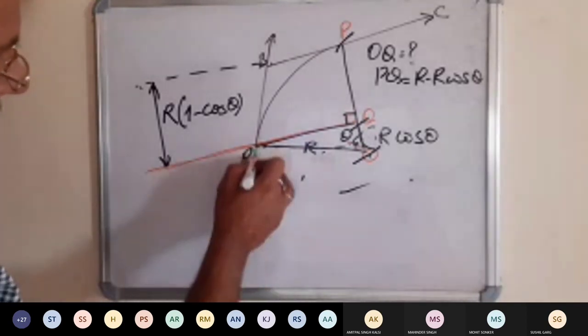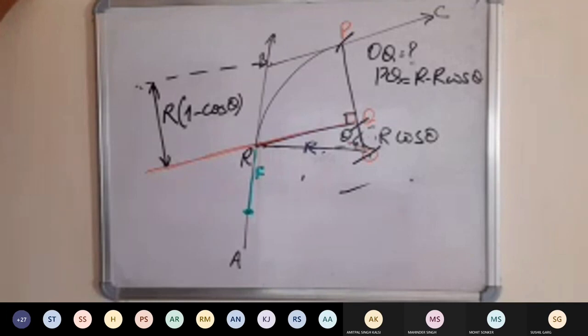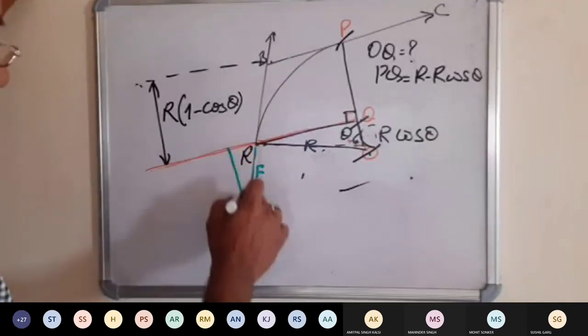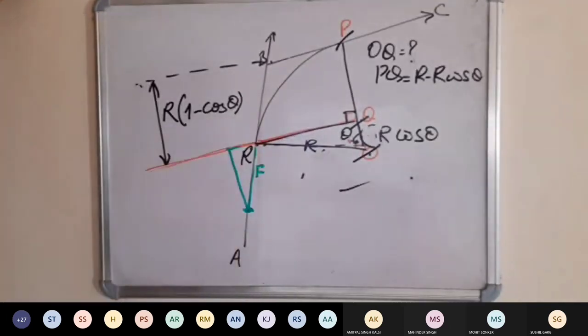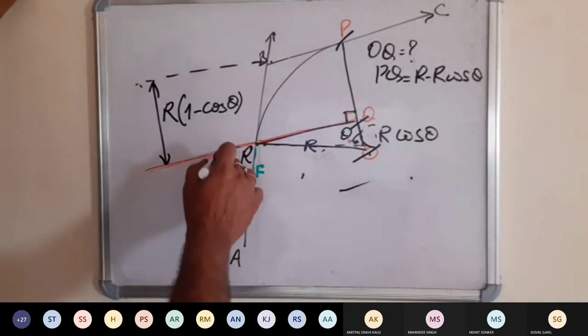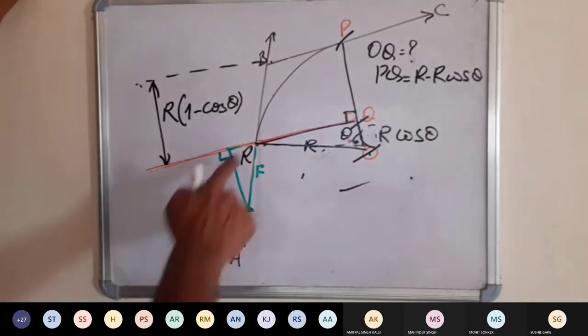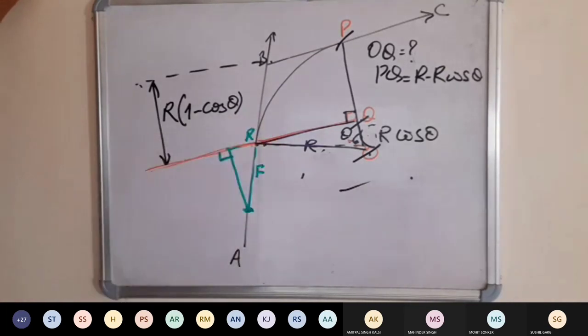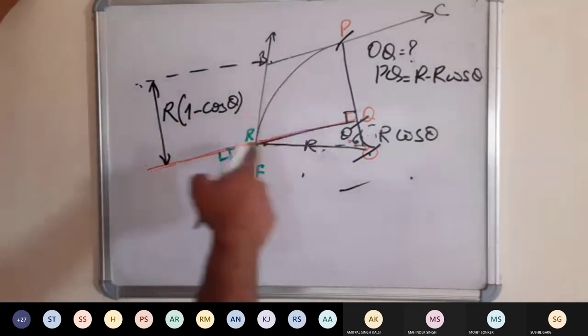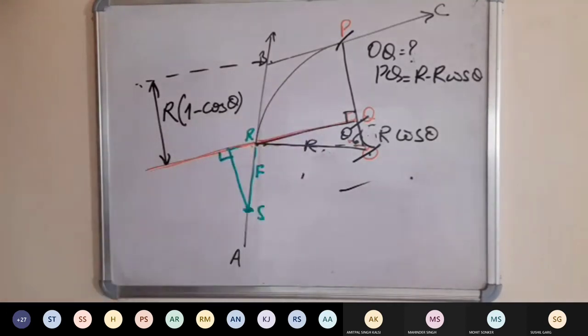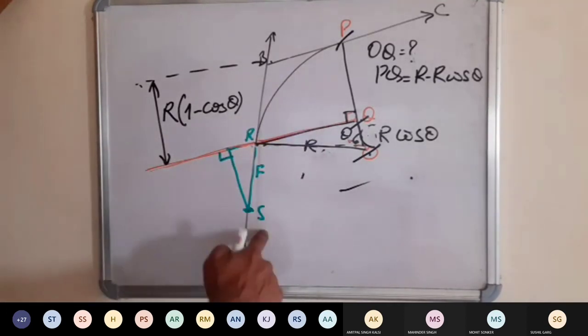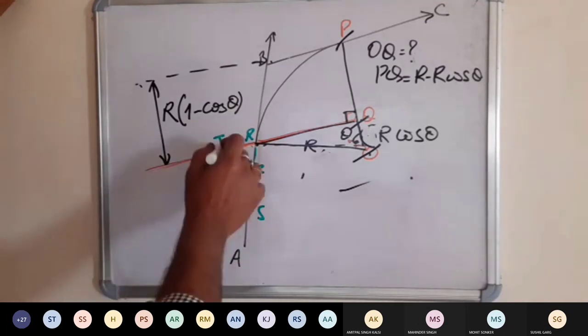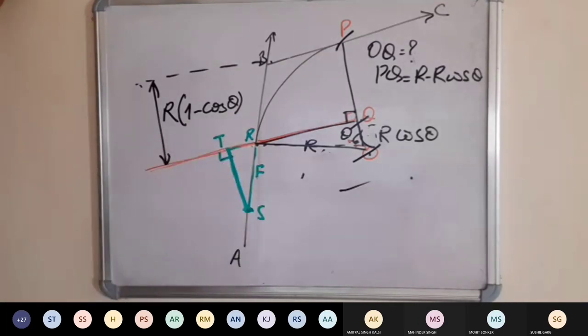From this point, whatever the distance F is, we drop a perpendicular on this extended line. This is 90 degrees. This point we have named as R. Let us say P, Q, R, S. So from S to T, we have dropped a perpendicular.